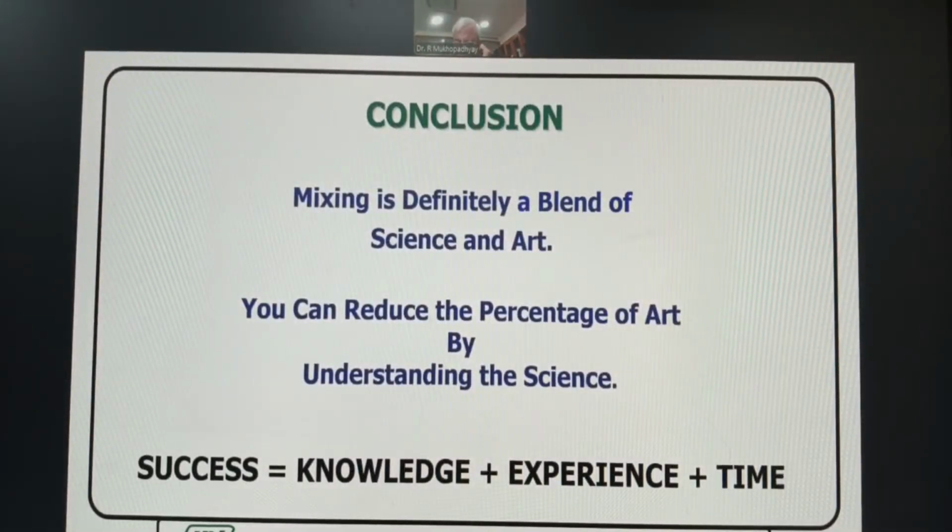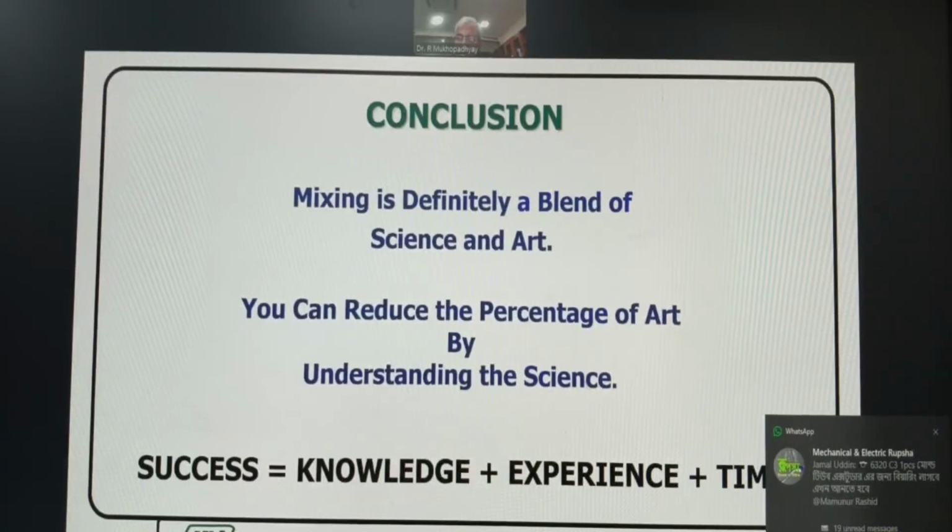So let me be very clear, I will give the maximum time for discussion. The mixing is definitely a blend of science and art. You can reduce the percentage of art by understanding the science. And the success depends on knowledge, experience and time. Why consider the knowledge? Because of the science behind it. Every root cause has a science behind it. We try to solve the problem without understanding the science behind it.